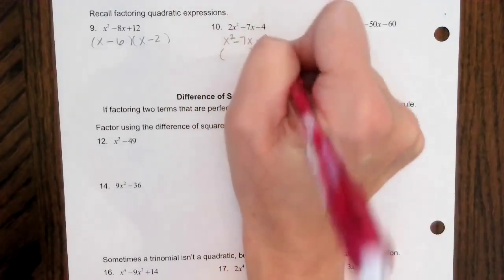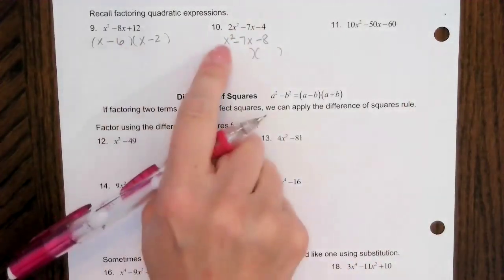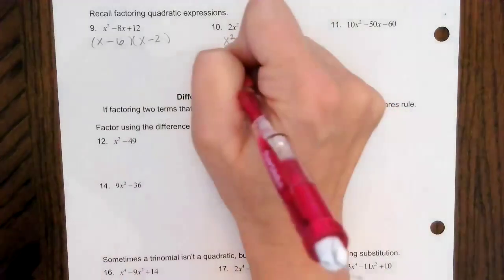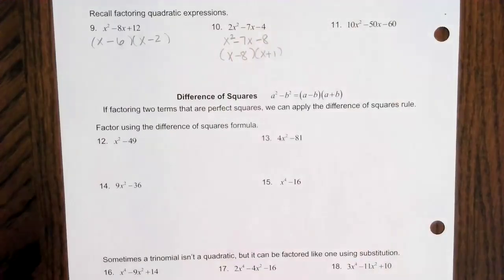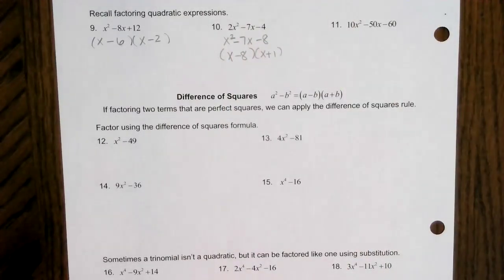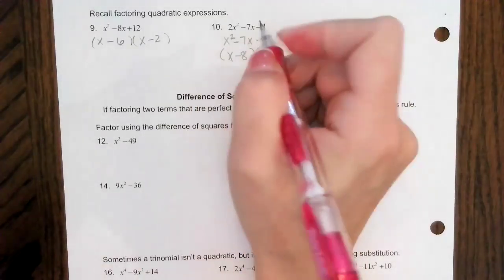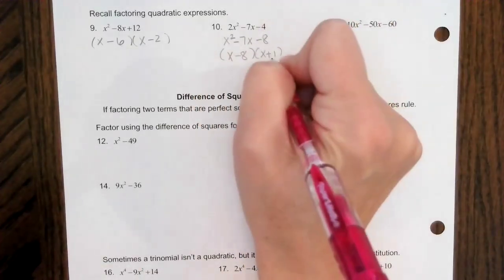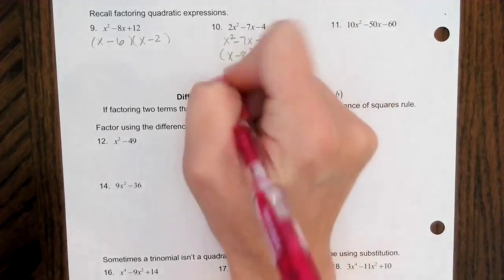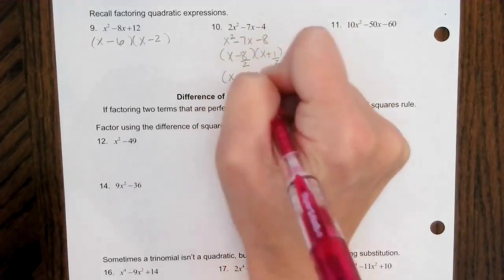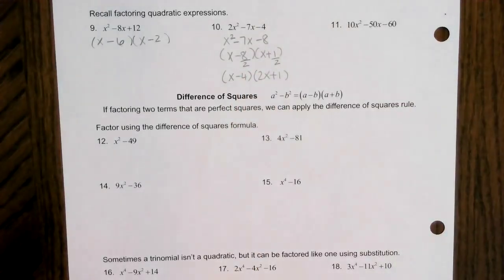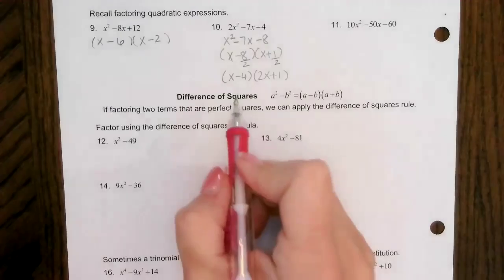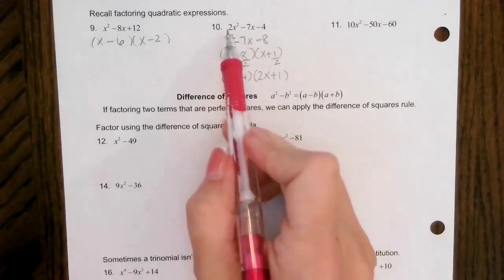Then I factor like we did this one here where the a value is 1, because the a value is 1 now. And so I get x minus 8, x plus 1, because negative 8 times 1 gives me a negative 8, and it adds up to be a negative 7. Now, we slid that 2 to the end, so now we need to divide by 2, and so we get x minus 4 and 2x plus 1. And there's our factors.